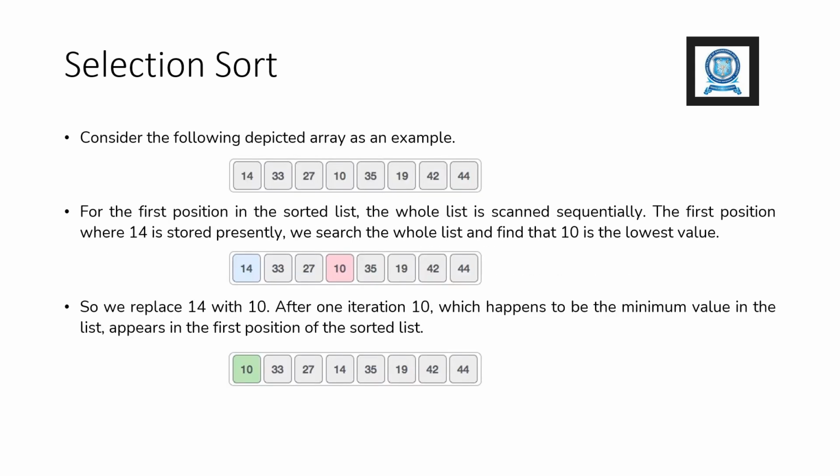Consider the following depicted array as an example. For the first position in the sorted list, the whole list is scanned sequentially. The first position, where 14 is stored presently, we search the whole list and find that 10 is the lowest value. So we replace 14 with 10. After one iteration, 10, which happens to be the minimum value in the list, appears in the first position of the sorted list.